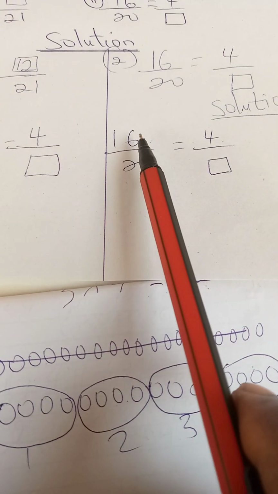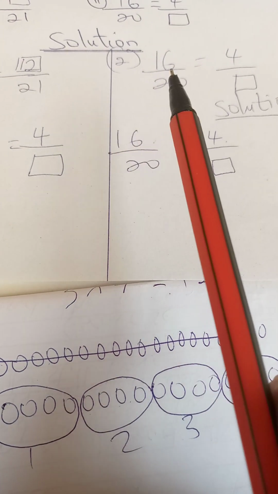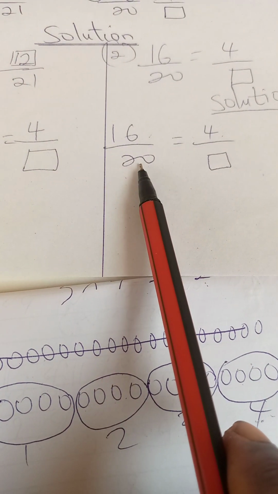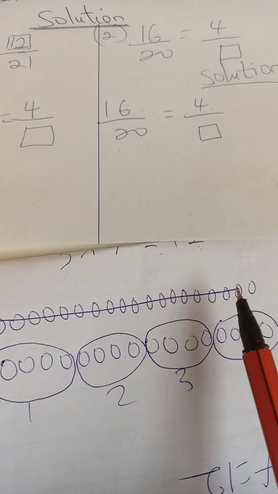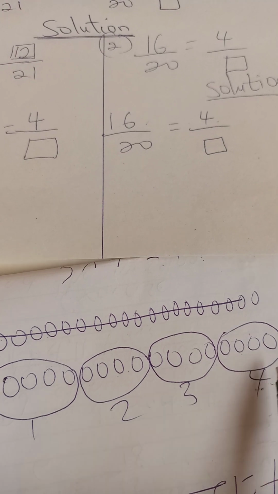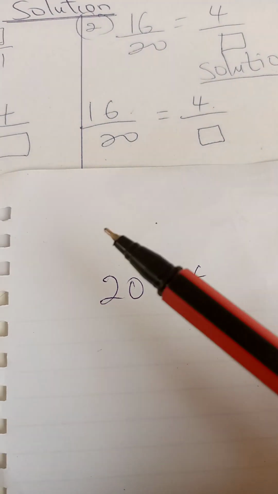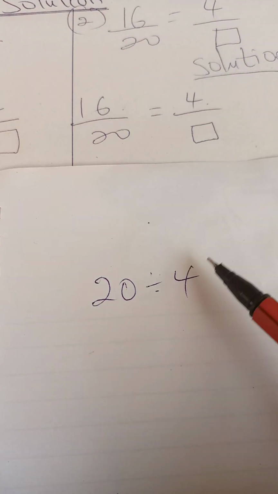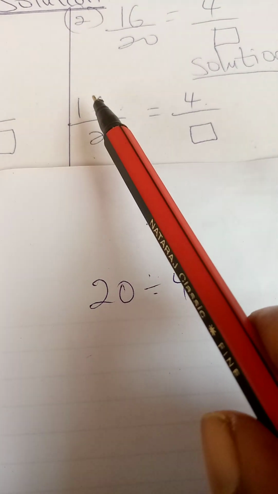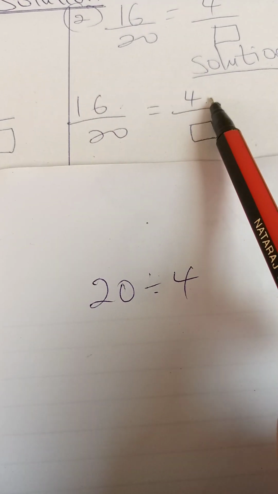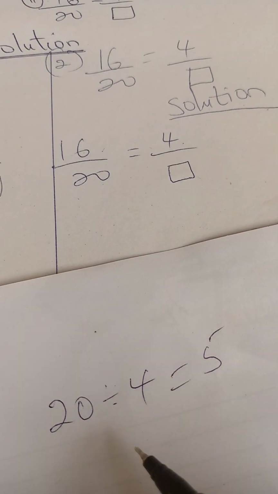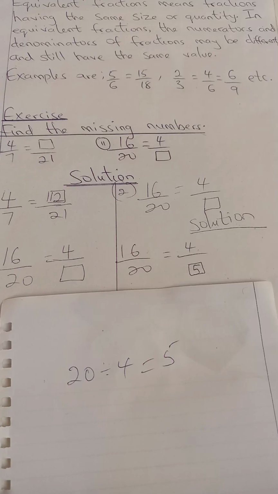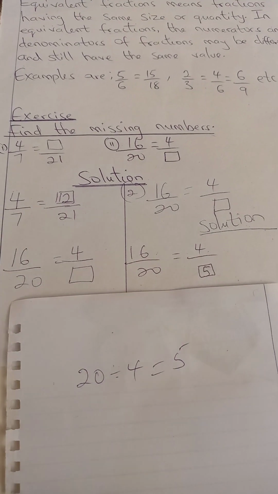That is, since the big number is written on the left hand side, the one that has the missing number will be divided by the answer that I've gotten here. So that will be 20, the denominator, divided by 4, the 4 that I got while dividing 16 by 4. And after dividing 20 by 4, my answer is 5. So this is how to solve equivalent fractions.